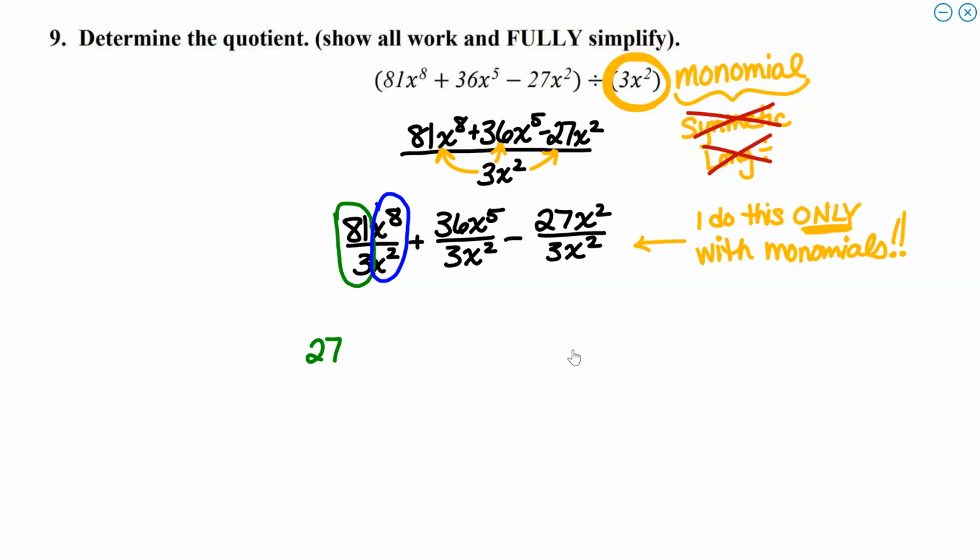2 of them would cancel. So I would end up with how many x's? 6. X to the 6th left over.